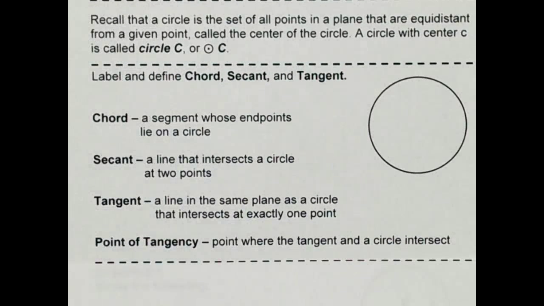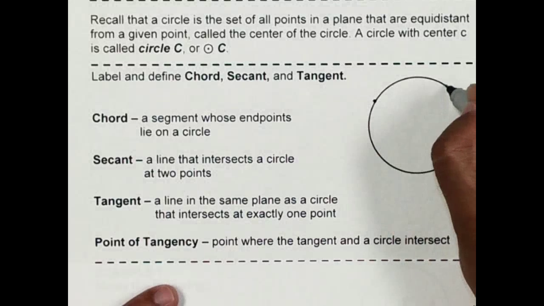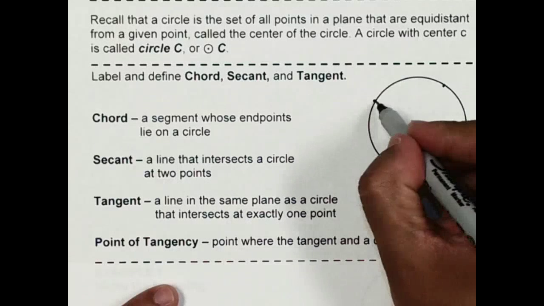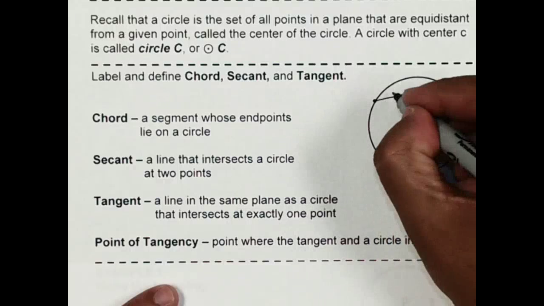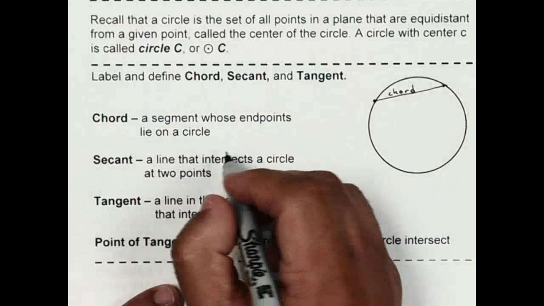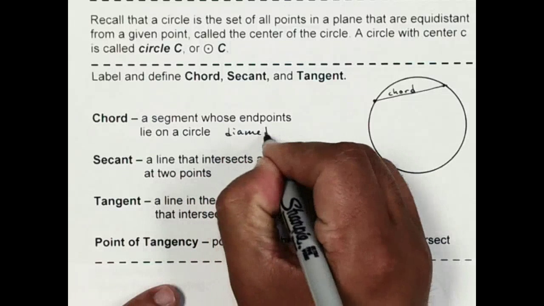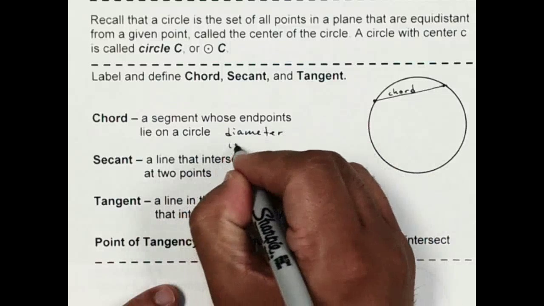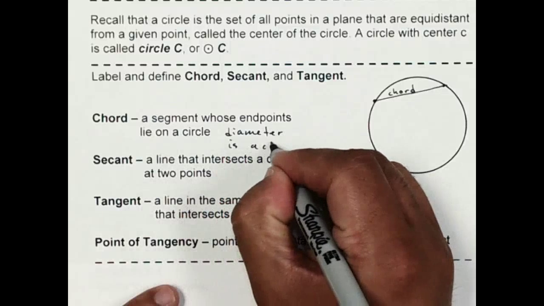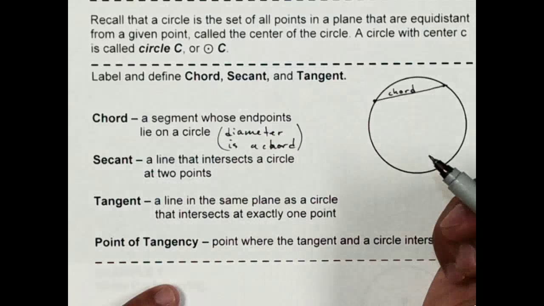A chord is a segment whose endpoints lie on a circle. So if I pick any 2 points on the circle and I connect them, that would be a chord. Some things to know about this is that a diameter is also a chord. It's a special kind of chord. So diameter is a special type of chord.